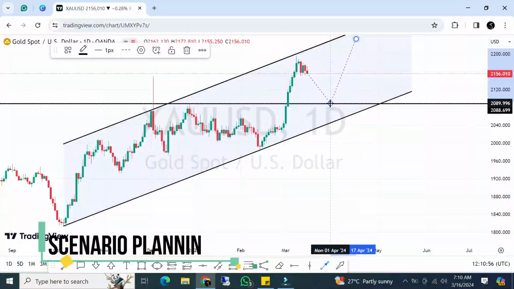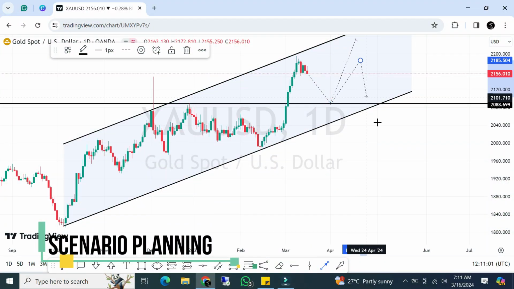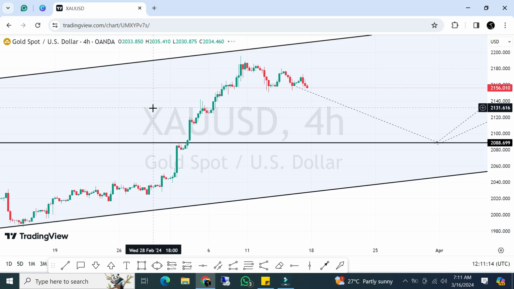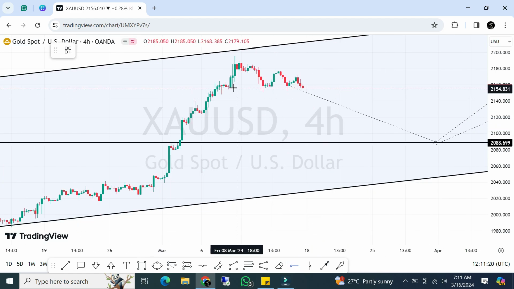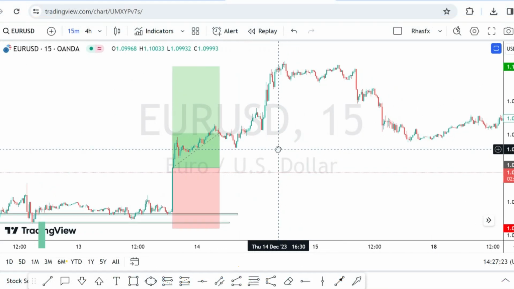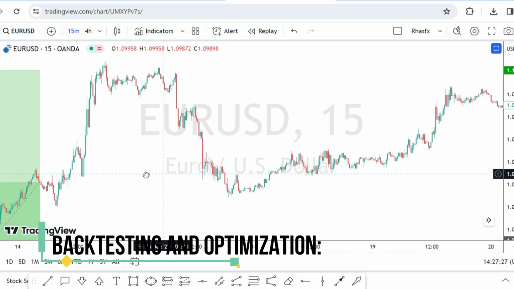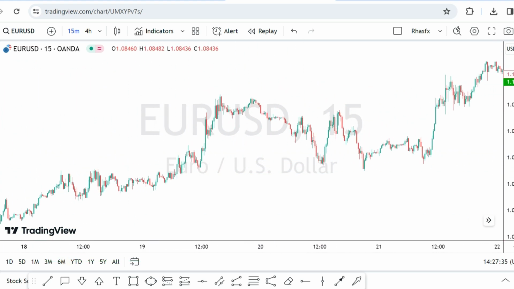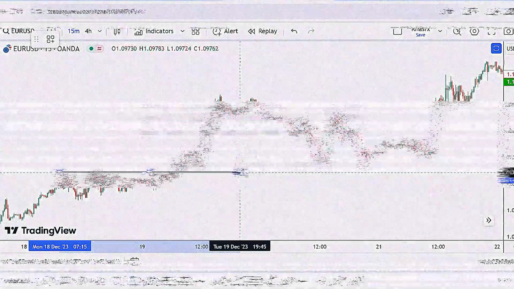Plan for multiple scenarios, including your primary target, partial exits, and worst-case stop-loss. Example: taking partial profits at the first target and letting the rest run. Test your strategies on historical data to identify strengths and weaknesses. Example: refining your entry signals using past chart patterns.